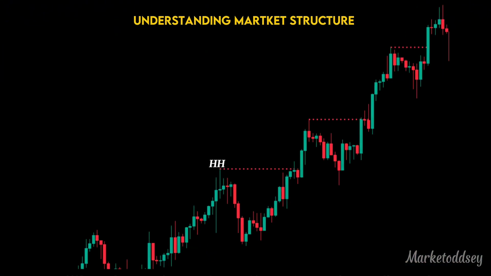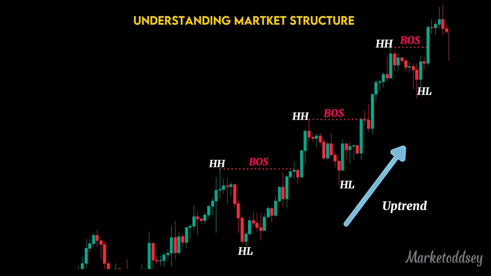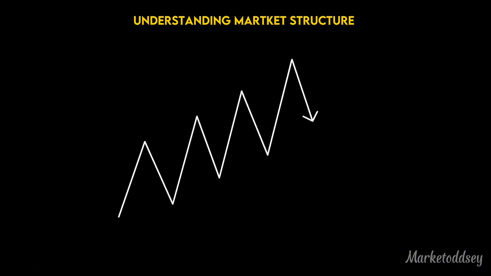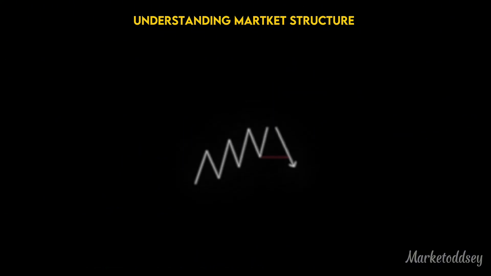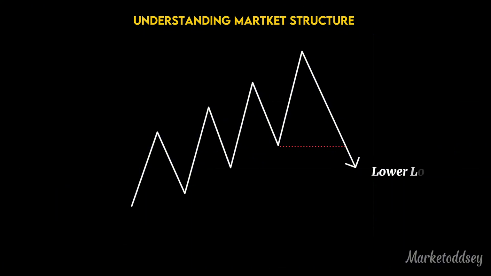Market structure refers to the patterns in how prices move over time. In simple terms, it's the blueprint of price action, the series of highs and lows that tell us if the market is trending upward, downward, or moving sideways. For instance, in an uptrend, you'll notice a series of rising peaks and valleys. Each new high that is higher than the previous one signals that buyers are in control, and the trend is likely to continue. Conversely, if the price makes a lower low after several higher highs, that could be a hint that the trend is weakening or may reverse.